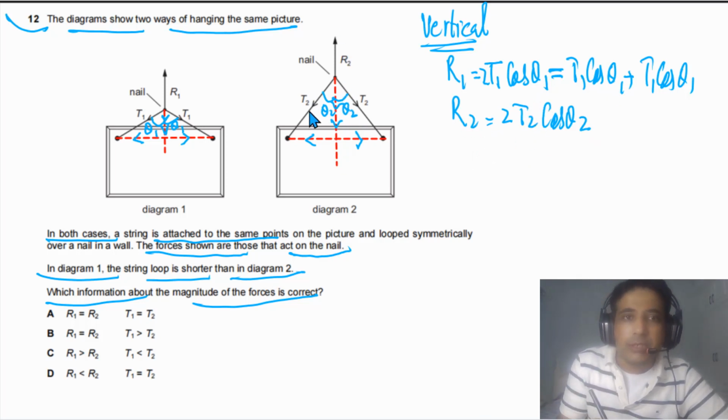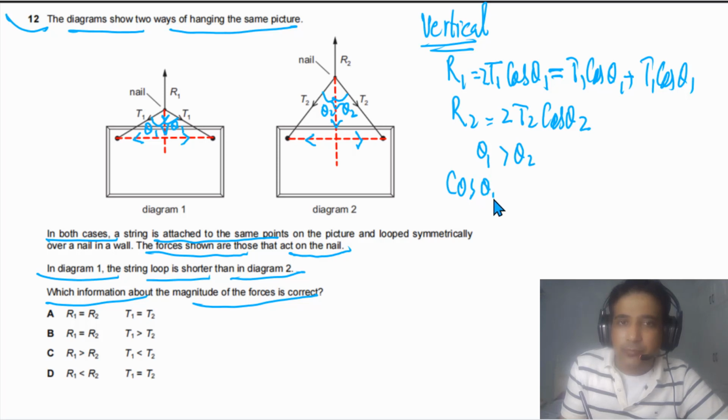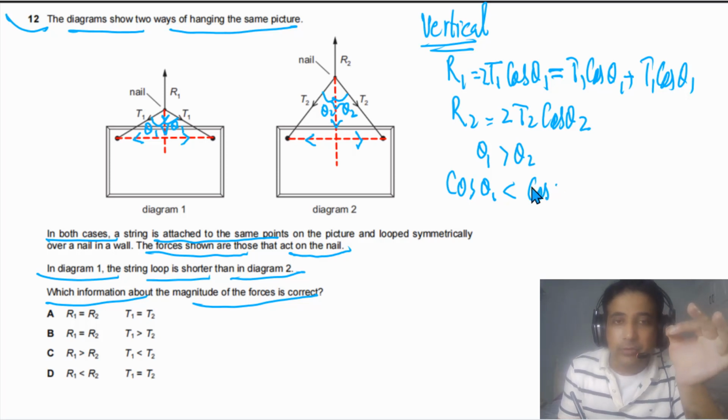So now in this case we need to understand theta 1 and theta 2. Theta 1 is greater in this case than theta 2. So we have to compare in this case. If angle increases, cosine of theta 1 has to be smaller than cosine of theta 2, because cosine is maximum when theta is 0. If theta increases, cosine of that angle decreases. So we can say in this case cosine of theta 1 is smaller than cosine of theta 2.